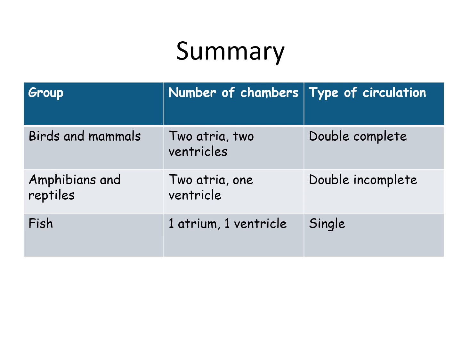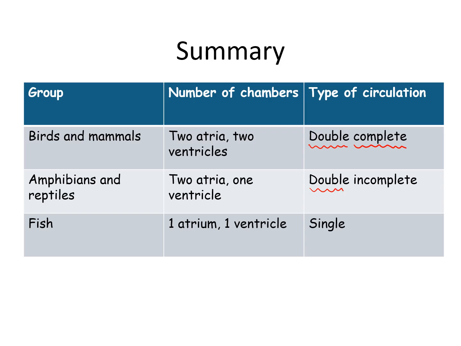So just a quick summary here. In birds and mammals, we had a double circulatory system, so that meant blood was passing through the heart twice per circuit. And we said it was a complete circulatory system because we had two atria and two ventricles. There was no mixing of oxygenated and deoxygenated blood. As a result, it was the most efficient and supported animals with high metabolic rates.